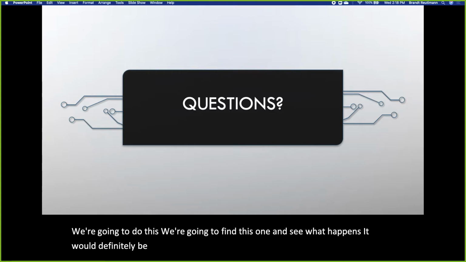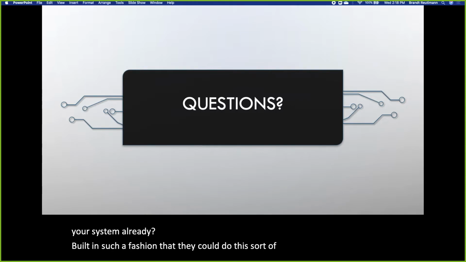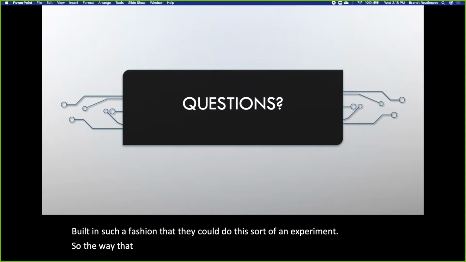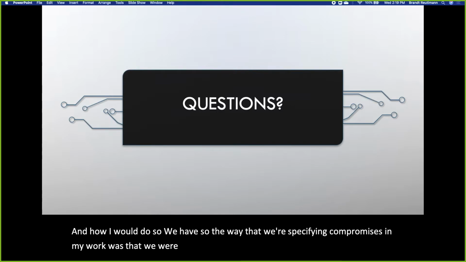So the question, for future work for Luis and Saja, is whether your system is already built in such a fashion that they could do this sort of experiment. The way that we have it set up right now, and how I would do it: the way that we were specifying compromises in my work was basically a mathematical function, and this is just interpreted by the Python interpreter.